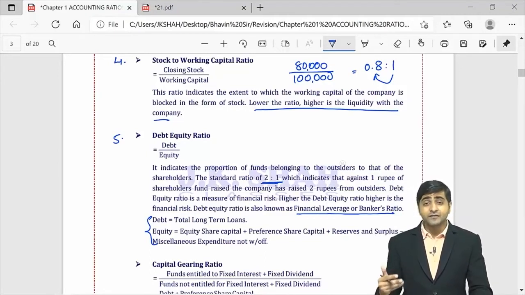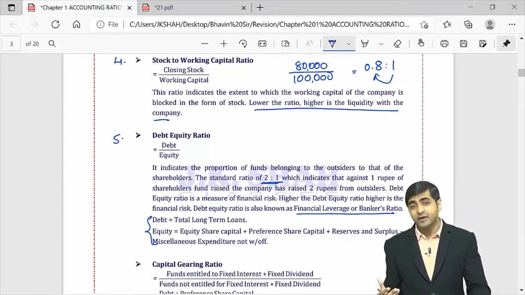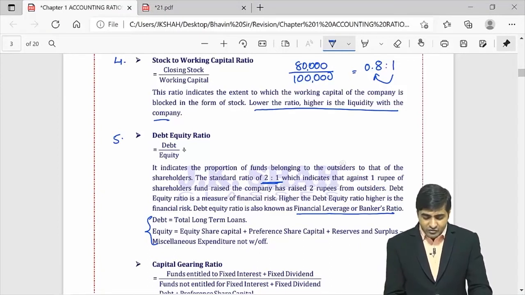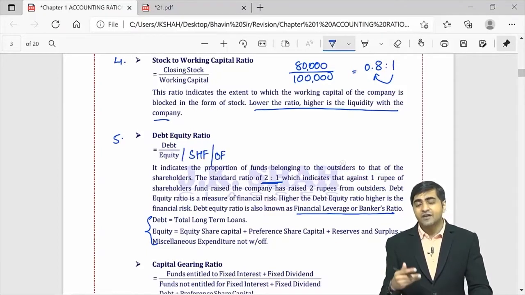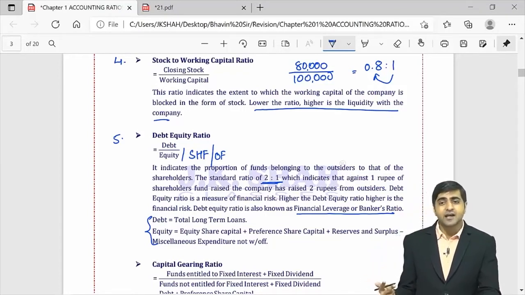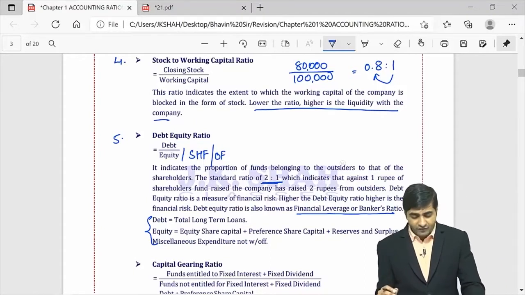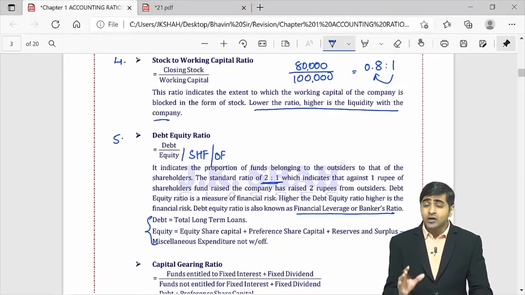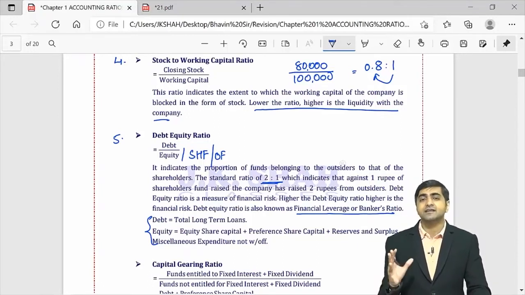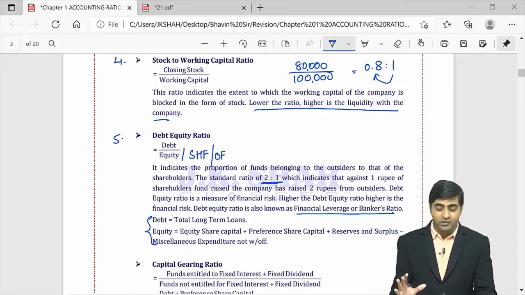So many students get confused here, sir, how do we define equity here? Equity means, my dear students, your shareholders' funds. It means your owner's funds. So in this case, we have to take into consideration your equity share capital, preference share capital, reserves and surplus, and from that we have to subtract your miscellaneous expenditure not written off. Okay, so though the word equity is given to you, don't consider only your equity shareholders' funds. This actually signifies your shareholders' funds.